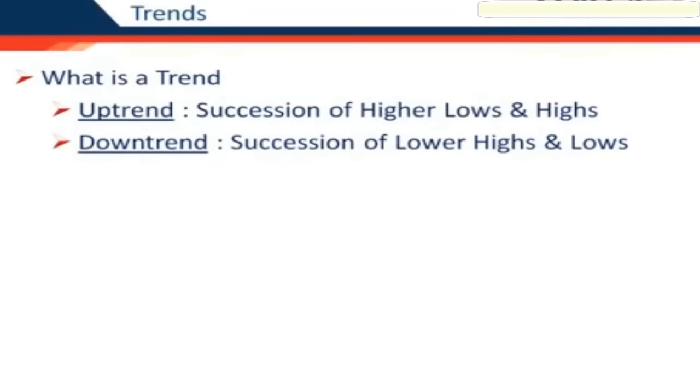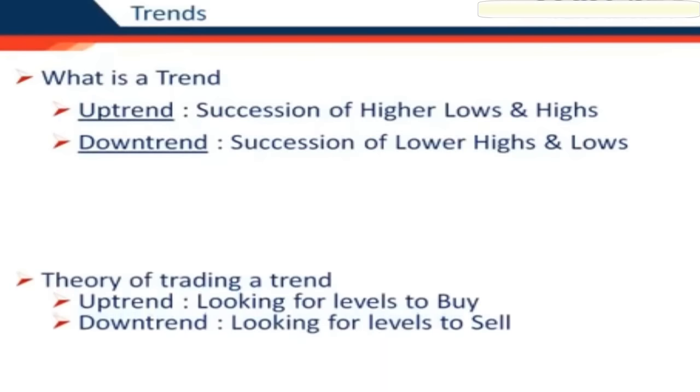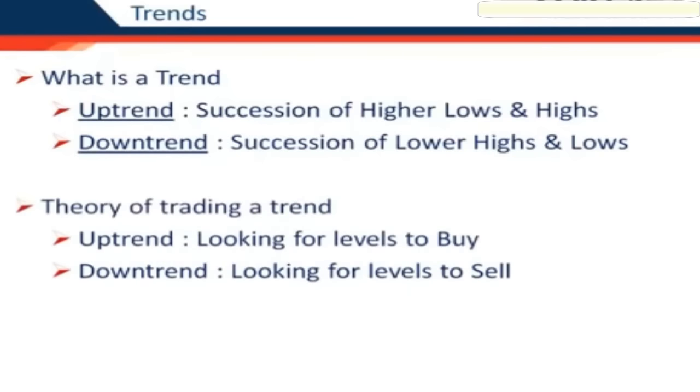There are 2 types of trends: an uptrend, with a succession of higher lows and higher highs, and a downtrend, which is a succession of lower highs and lower lows. The theory behind trading a trend is very basic. If you identify an uptrend, you're looking for levels to buy, to go with the trend. If you identify a downtrend, you're looking for levels to sell.